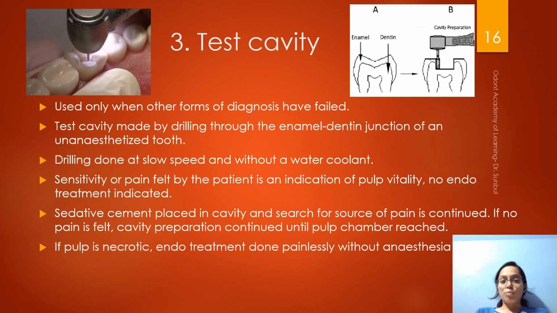Then an obsolete method, not used at all now, is the test cavity. To find what the problem is, you keep drilling, and the tooth is unanesthetized, and we drill the tooth at slow speed without a water coolant, and then we check for sensitivity or pain, which tells us about the vitality. And if the pulp is necrotic, then the pulp is already dead, so we can do the endo treatment without having to give anesthesia. The patient will not feel any kind of pain.